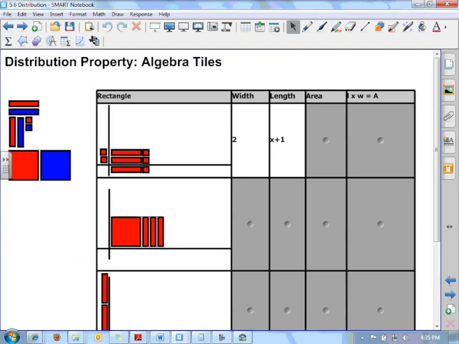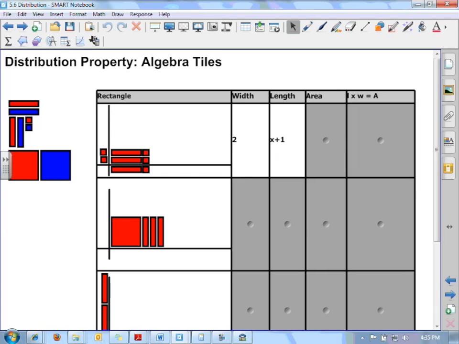Welcome to part 3 of the series. And what you're going to be doing next is this next page here that I'm showing, the distribution property. You're going to come up with this investigation to come up with a quicker way to determine the area of multiplying 2 different expressions together.